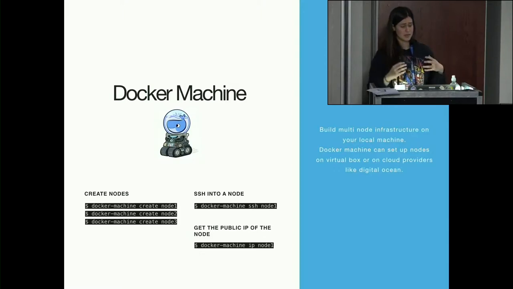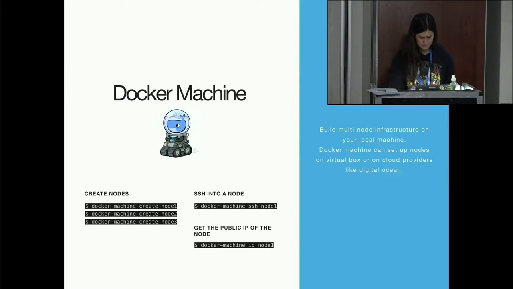I set up nodes and a distributed system locally. It just uses VirtualBox and spins up lightweight containers on VirtualBox for you. And then you just go docker-machine ssh node-name and SSH into your node, and then you can play around a bit. docker-machine ip node-name, and you get your IP to access your node. You just chuck your port in there to bind to what you spun up.